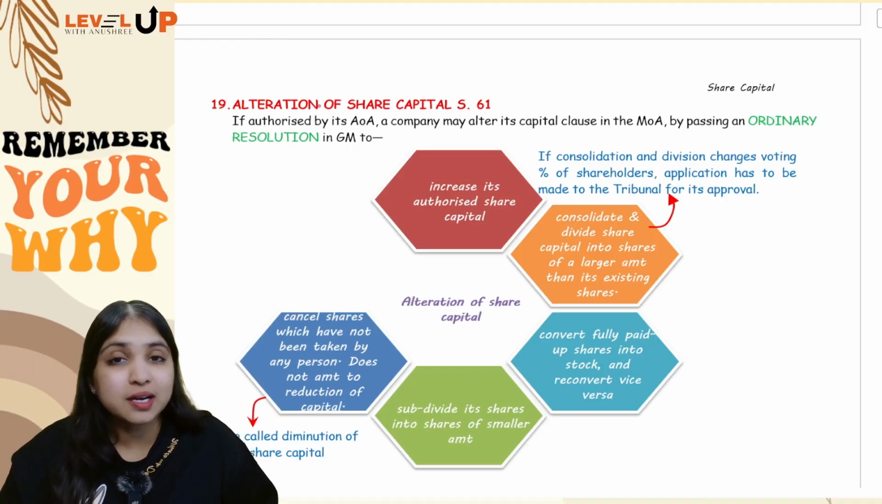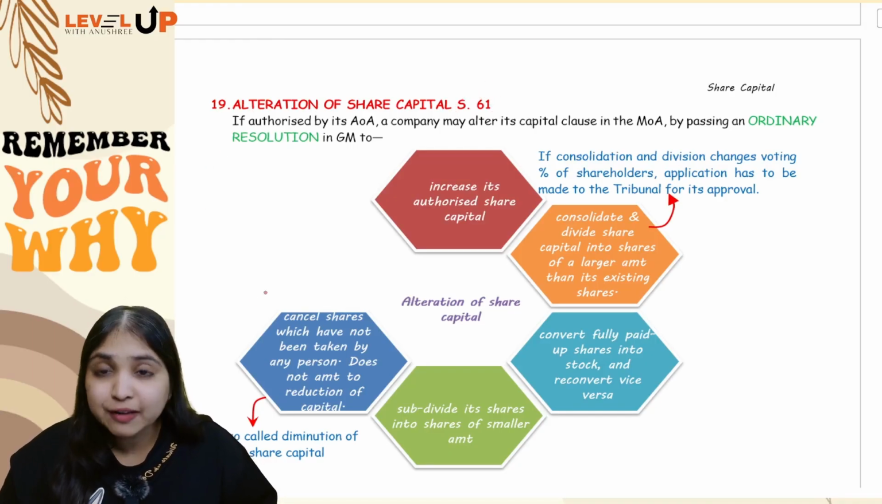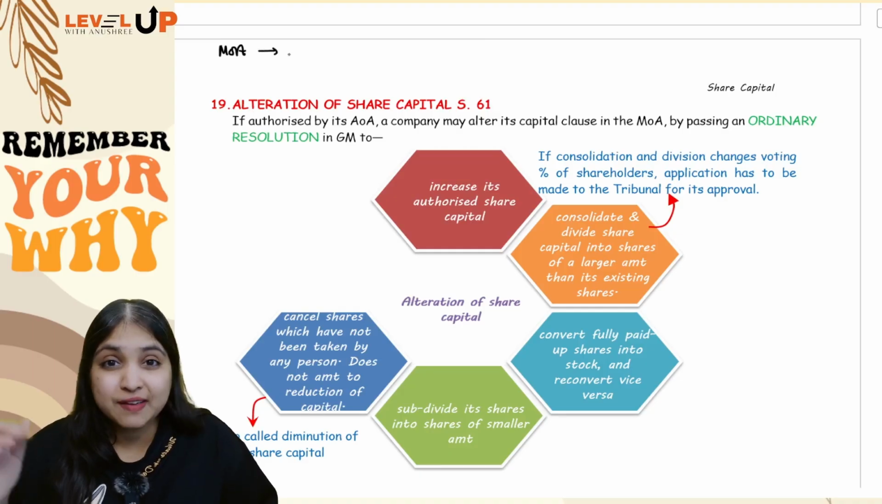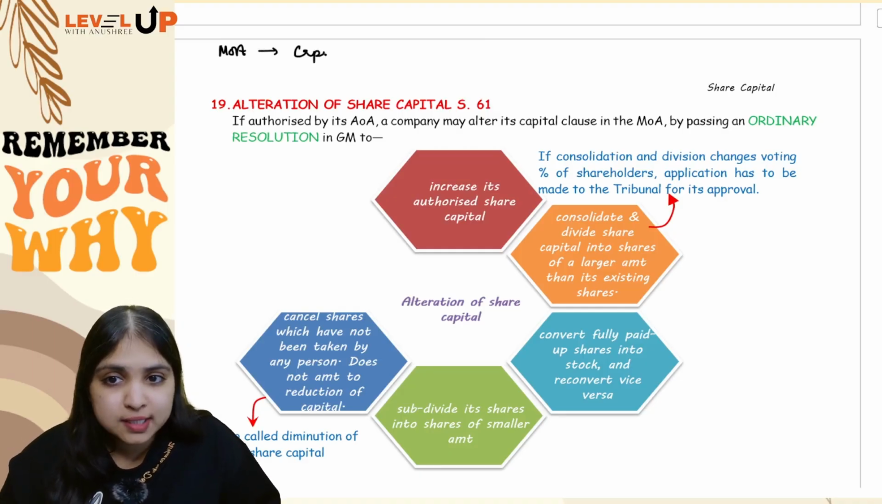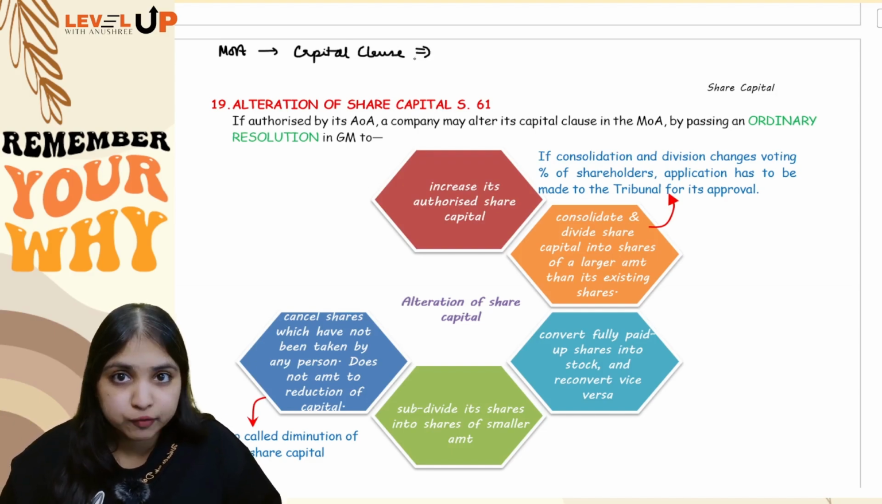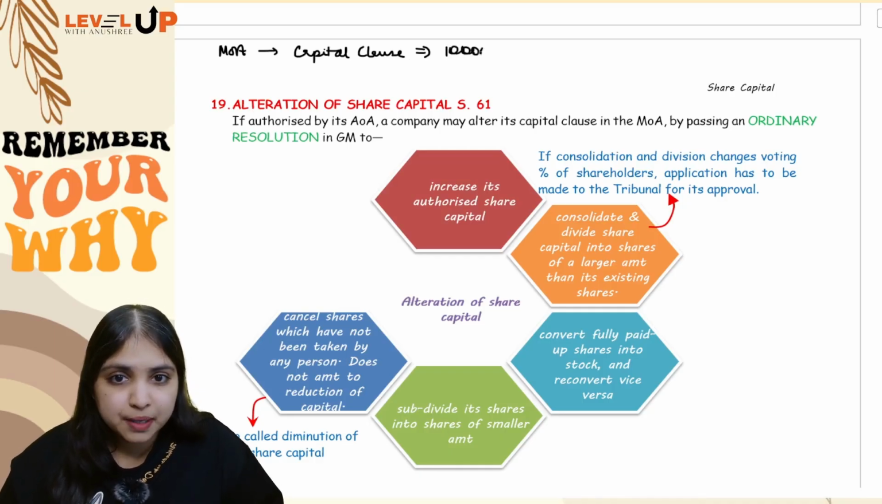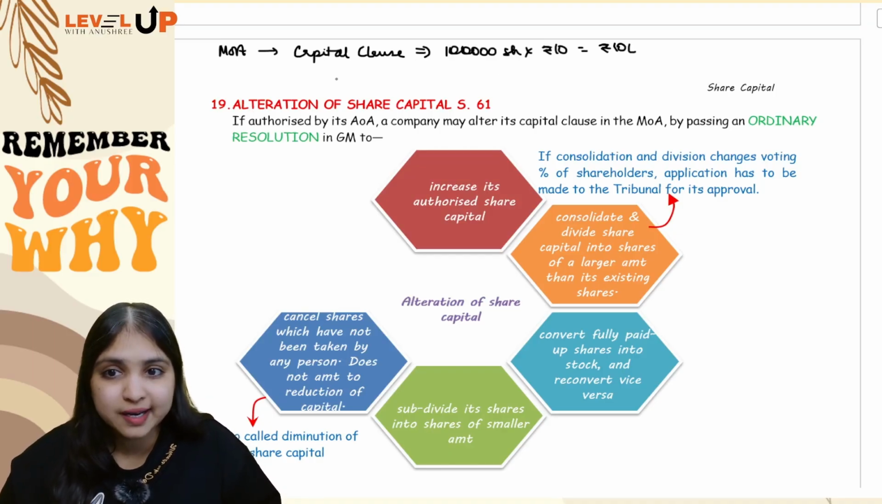Okay, so starting with another section now, section 61, which talks about alteration of share capital. Before we dive into the section, let me give you some basic points. See, we have the memorandum of association. In the memorandum of association, we have several clauses. One of the clauses is the capital clause, guys. Now, in the capital clause, we write the authorized capital of the company, but we don't straight away write the amount. We write the breakup, right? Like for example, we write 1 lakh shares of 10 rupees each, total 10 lakhs. Like this, we will give the breakup of authorized capital in the capital clause, right, guys?